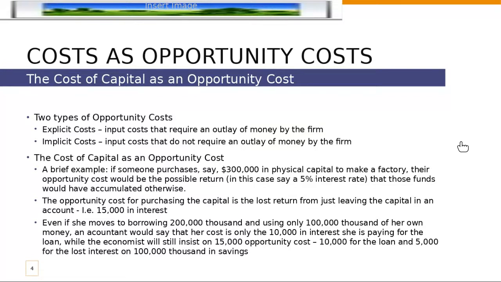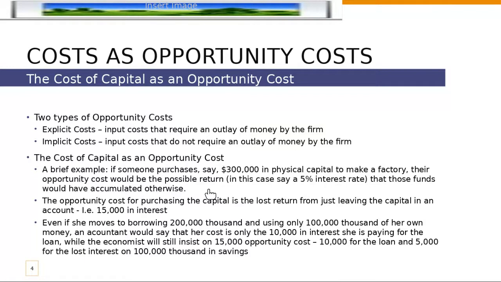However, firms also have implicit costs, input costs that do not require an outlay of money by the firm. Now, to explain the difference between these two, let's consider a brief example. If someone purchases, say, $300,000 in physical capital to make a factory, their opportunity cost would be the possible return, in this case, say a 5% interest rate, that those funds would have accumulated otherwise. So the firm has explicitly spent $300,000 on capital to make a factory. However, they've also implicitly spent the 5% return they could have received by keeping that money saved in a bank account.